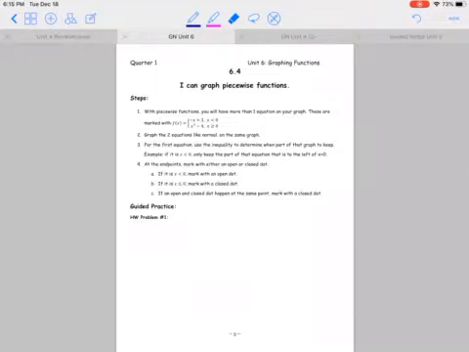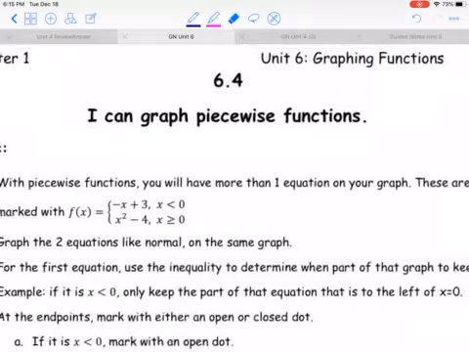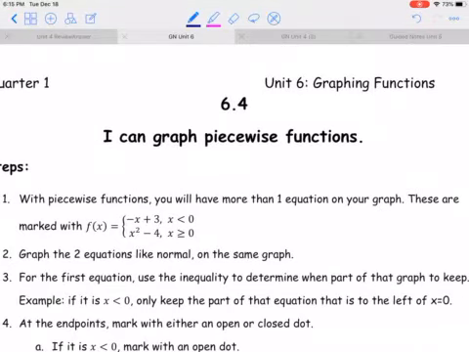Okay, the last section in this unit is piecewise functions. Piecewise functions aren't too weird. Piecewise just means that you have two pieces or more of a graph. So you might have two different equations or three different equations all in the same graph.